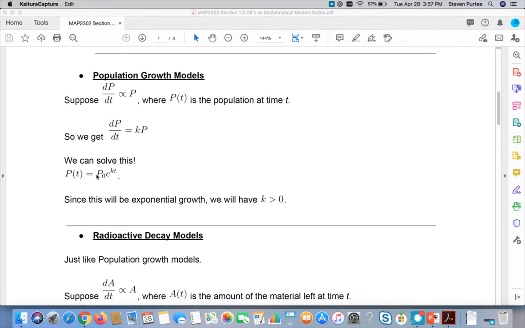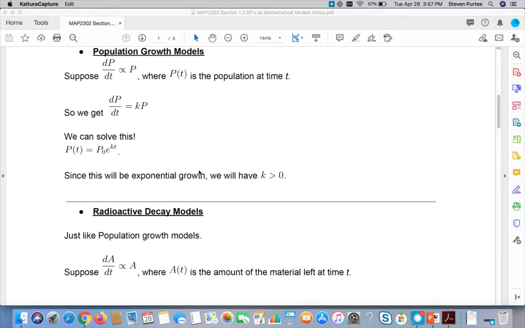And then solving our initial value problem, if our initial population we call p0, then the solution to this ODE is p of t equals p naught, your initial population, times e to the kt. Verify to yourself that this is a solution to this DE. Since this is exponential growth, we will have k, our growth factor, being positive.